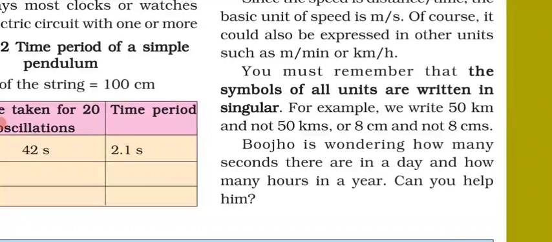Now, if you notice the symbols, the units are always written in singular form. That means we never write kilometers. We always write kilometer. That means 50 km, not kms. Similarly, 8 centimeter, not centimeters.